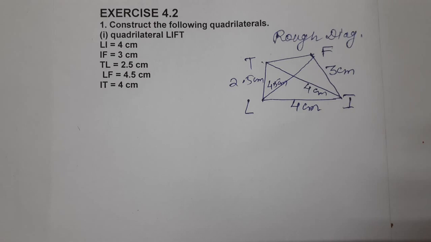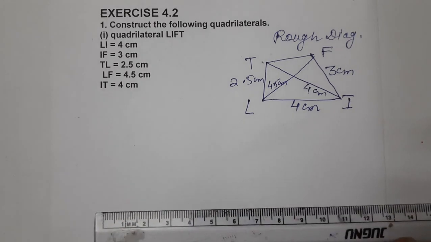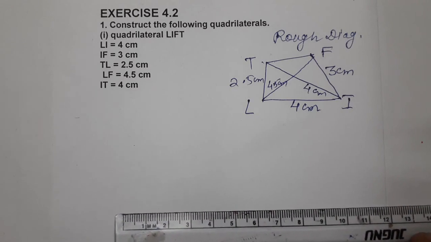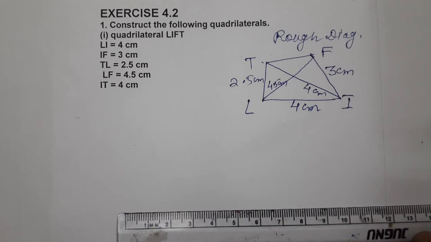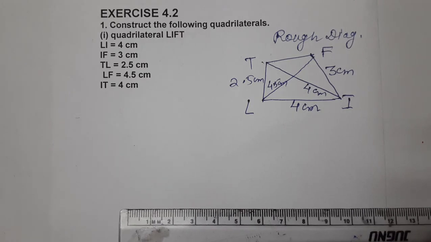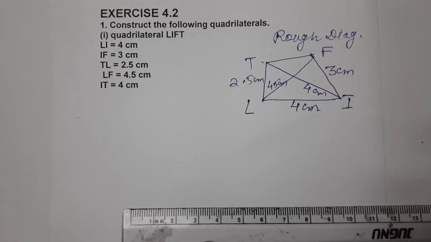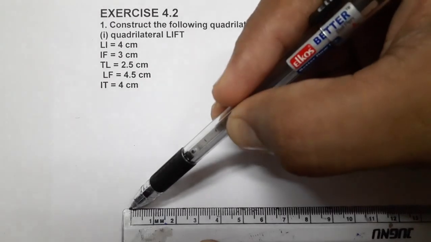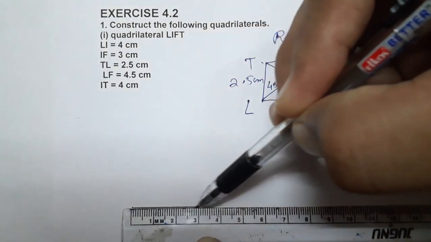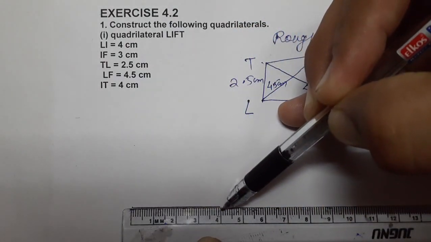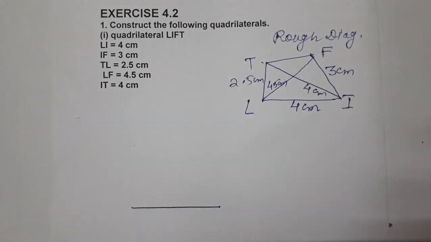Now, what is LI, children? 4 centimeters. So draw the arc of radius 4 centimeter. First of all, starting with LI 4 centimeter. This is 4. Give the name LI 4 centimeter.